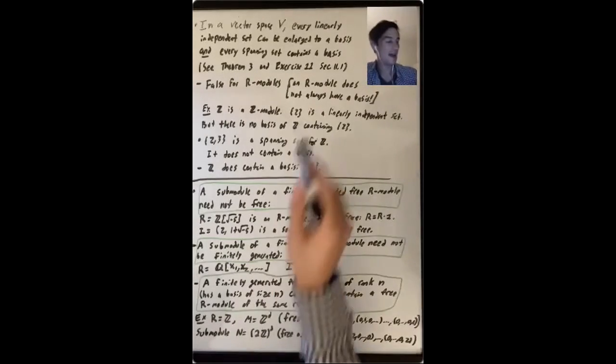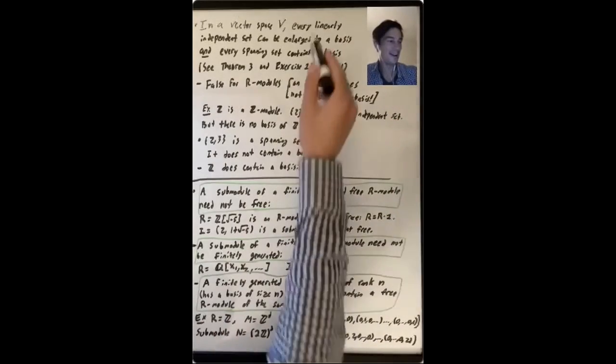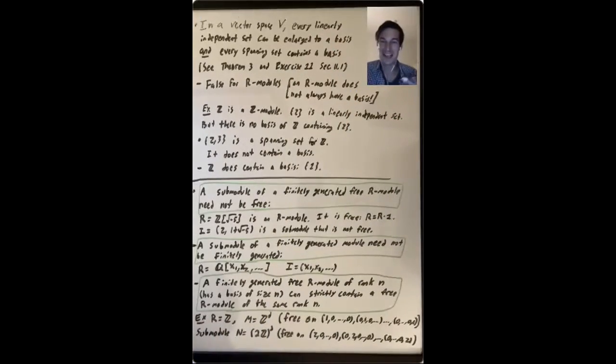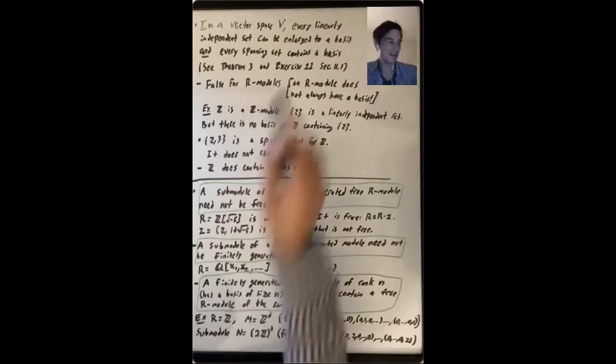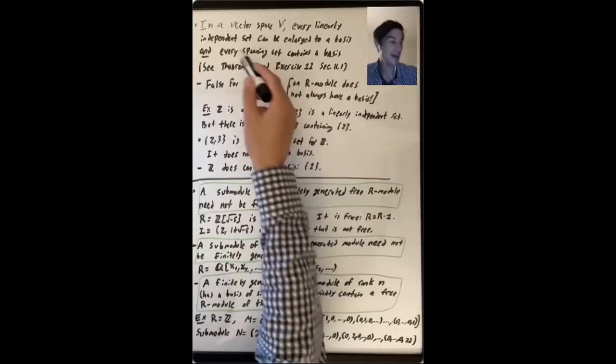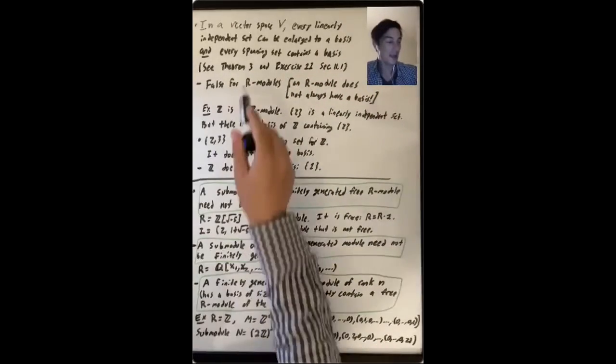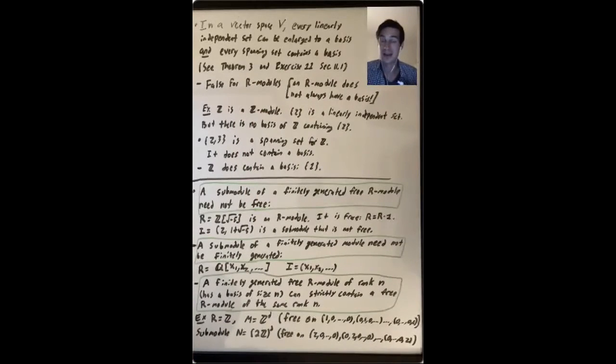And this statement is just not true for R modules. An R module doesn't even have to have a basis. So it's not clear what this would mean. Like, every linearly independent set can be enlarged to a basis. That's definitely not true if R doesn't have a basis. And every spanning set contains a basis. Well, that's definitely not true. Every R module has a spanning set, but it doesn't necessarily have a basis. But even for R modules that do have a basis, both parts of this can be false.